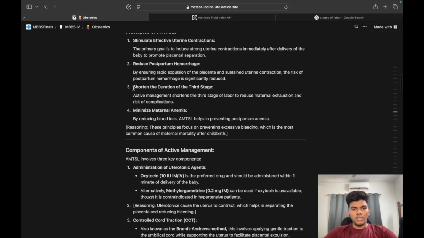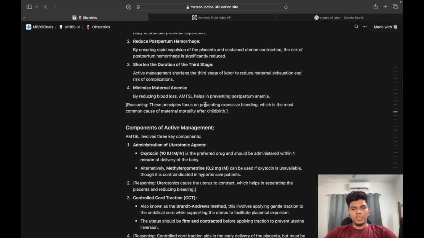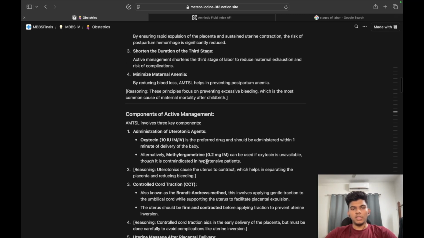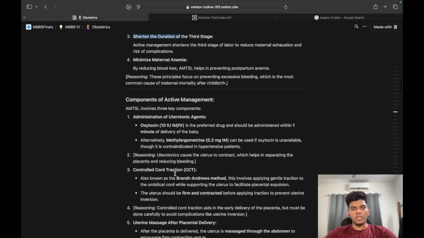So next one, active management shortens the third stage of labor to reduce the maternal exhaustion and risk of complications. So maternal exhaustion also reduces, and the risk of complications also reduces. Minimizing maternal anemia. So if you reduce the blood loss, automatically even the complication of blood loss, which is anemia, is reduced. Reasoning, these principles focus on preventing excessive bleeding, which is the most common cause of maternal mortality after childbirth. So these are the principles: uterine contractions, postpartum hemorrhage, reducing the duration, minimizing the instances of anemia.